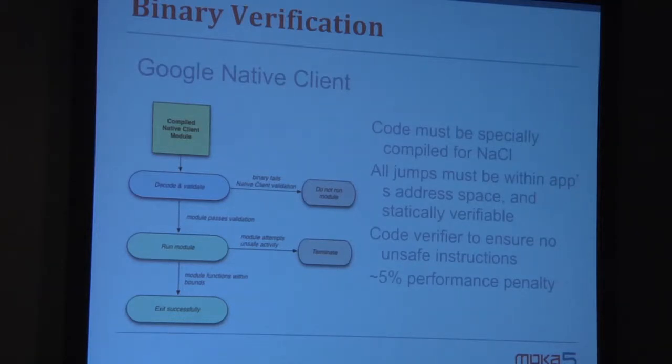You can call unsafe instructions, you can generate code, you can jump around in various places. What they do is, in the compiler phase, they enforce constraints: when you jump, you can only jump to the start of one of the blocks, and you can't jump into the middle. Then they enforce a handful of other properties, and then they can prove that this code cannot do anything malicious.